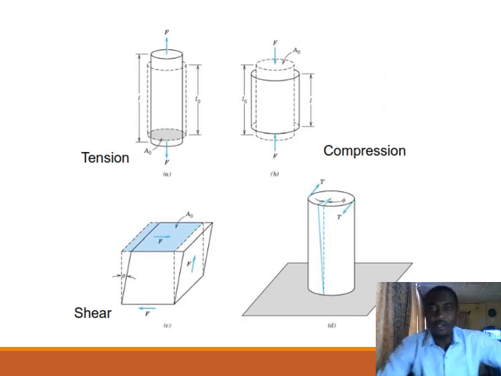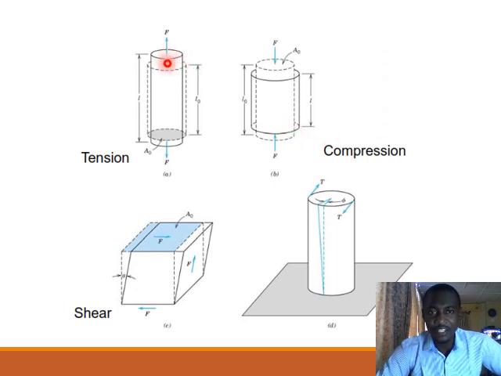So what do all of this mean? What it means is that what defines the type of loading and the kind of stress or strain that you get at the end of the day is the direction of the applied load in relation to the direction of the normal of the surface upon which the force is applied. So for tension and compression, usually the force is perpendicular to the surface.